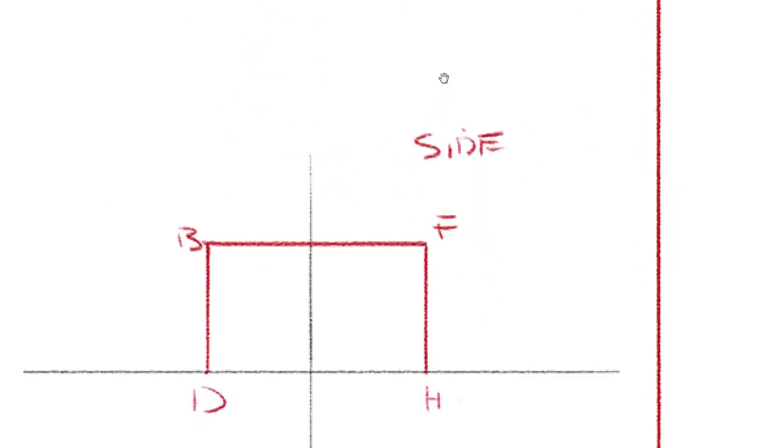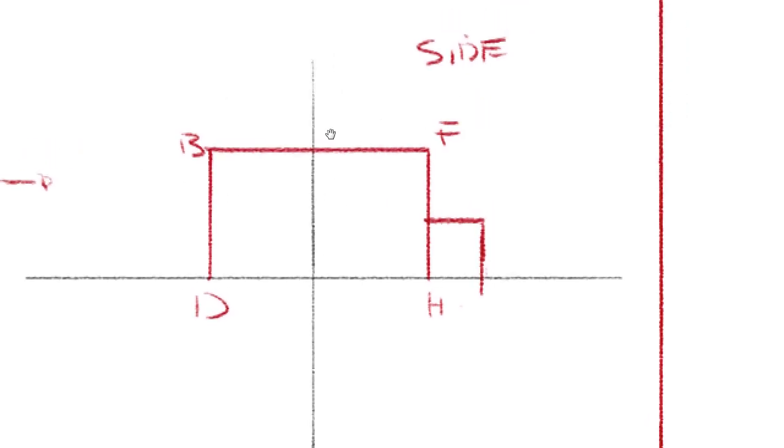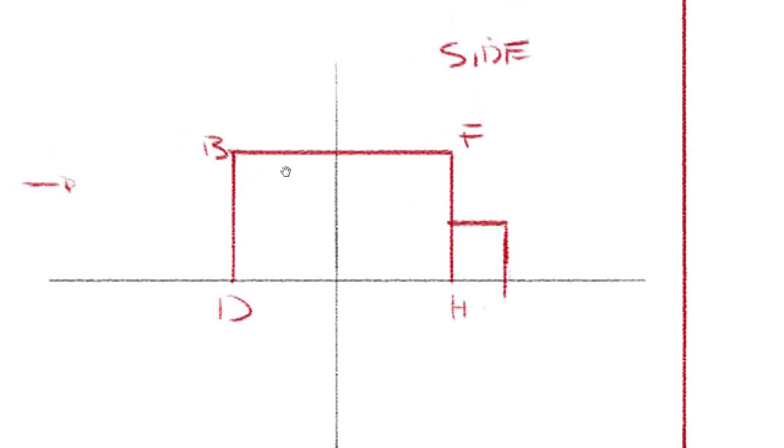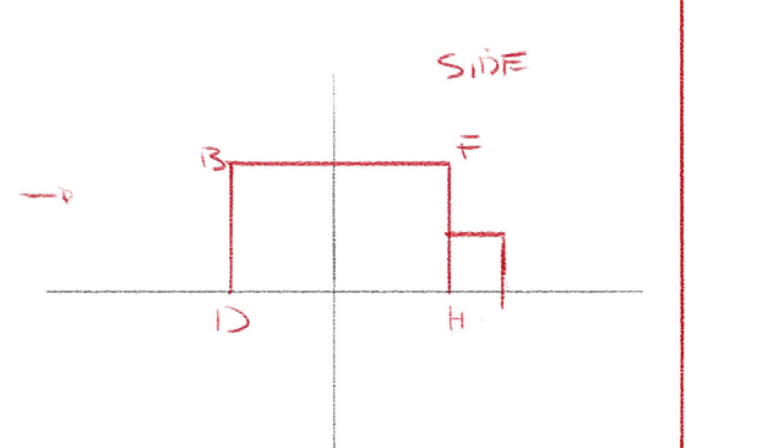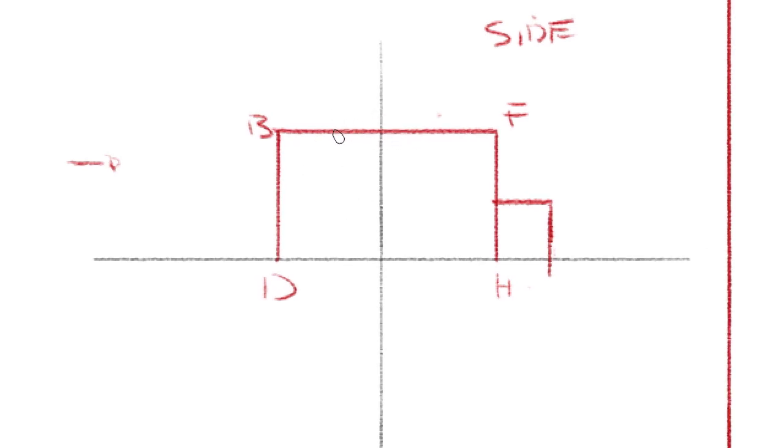Side view, let's add something. Let's say there's a little extension at the back. So B, D, this is obviously then looking from the front, the side. These things you have to define for yourself. You have to use a little bit of imagination that comes with the job. And let's add something to the top.